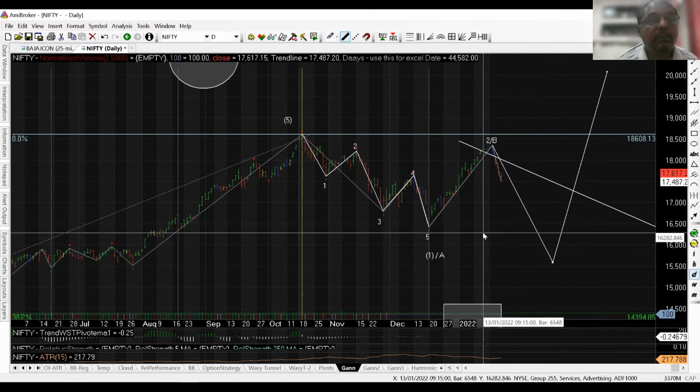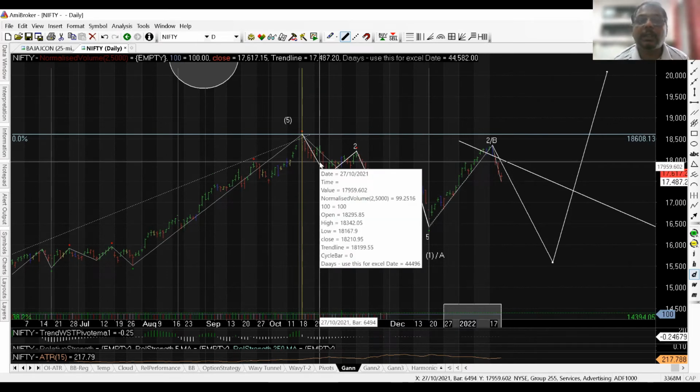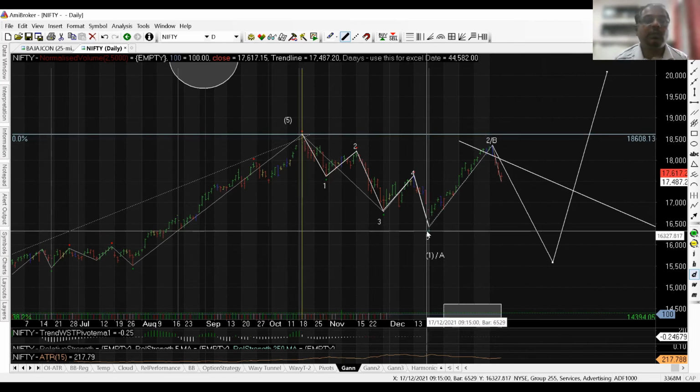Another way of looking at it, and I have seen this happening many times, is that Nifty finishes the correction only with 5 waves.